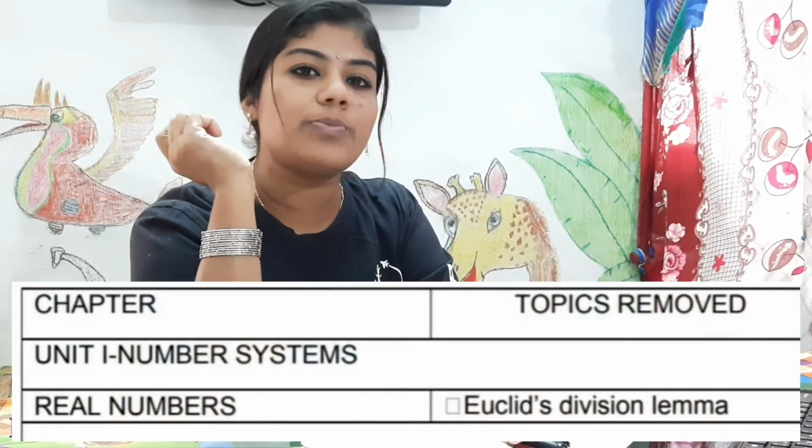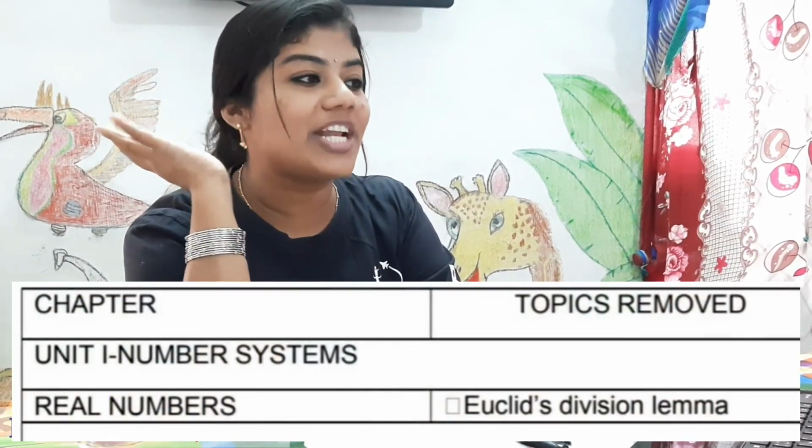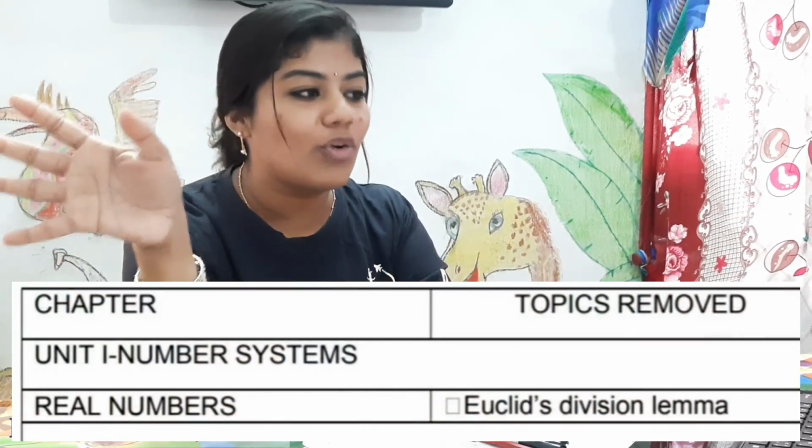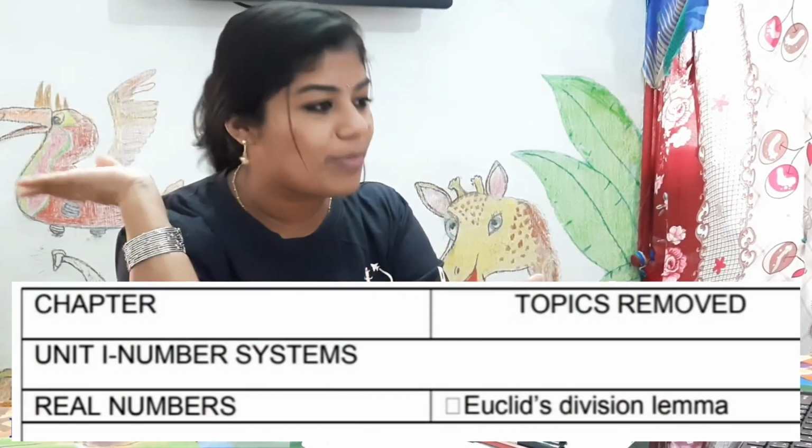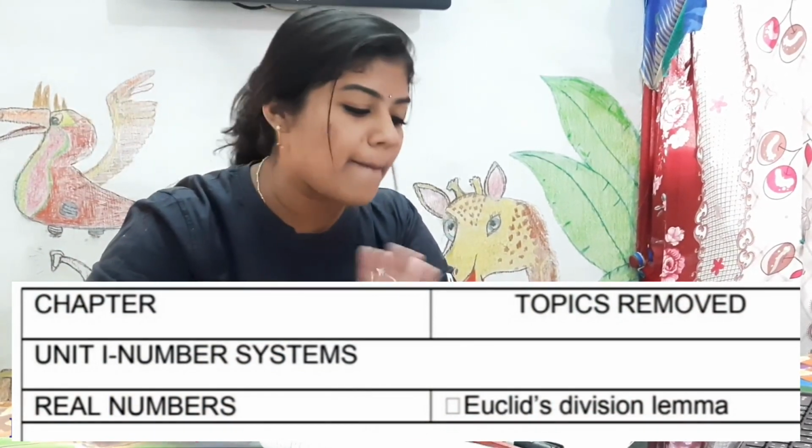In number systems, only the first chapter is included: real numbers. Let's see real numbers. You can see on the screen. What topic is removed? Euclid's division lemma. All of you be cool. That topic is removed. Euclid's division lemma is completely removed.